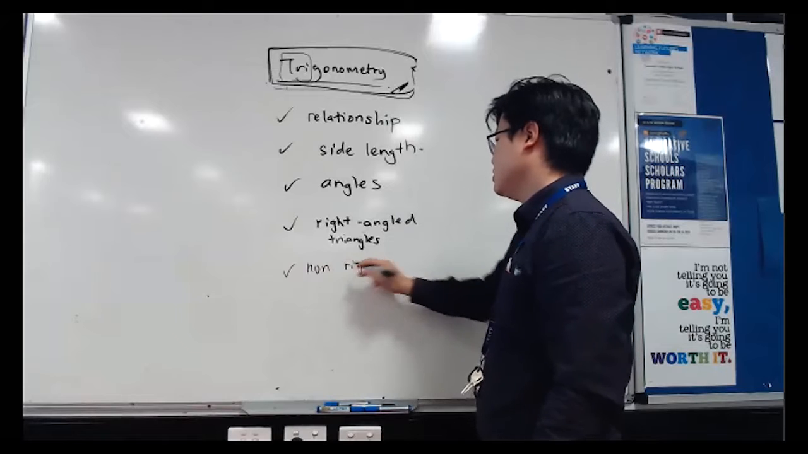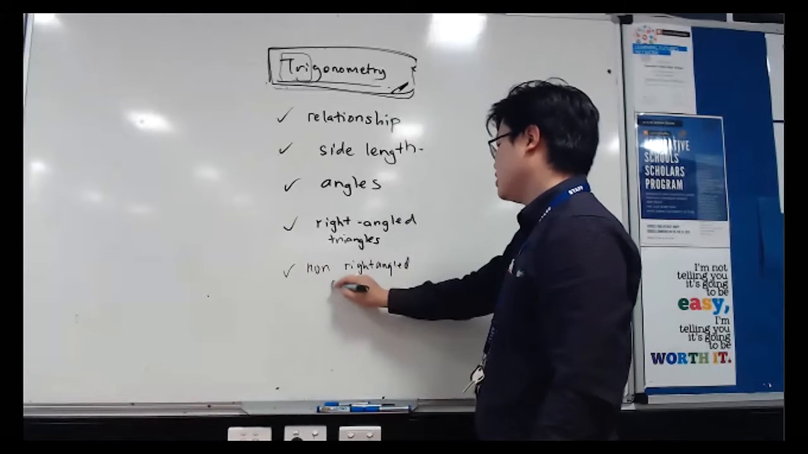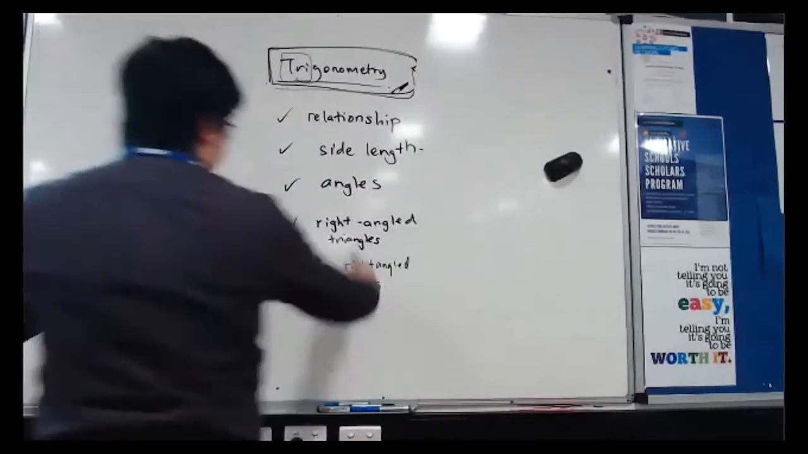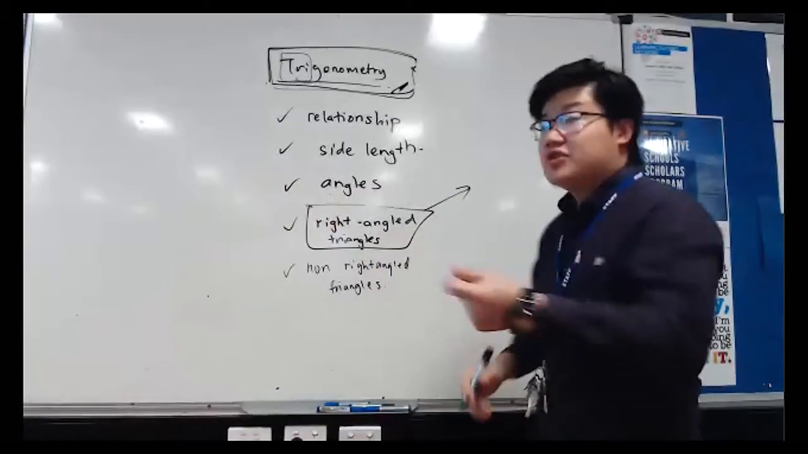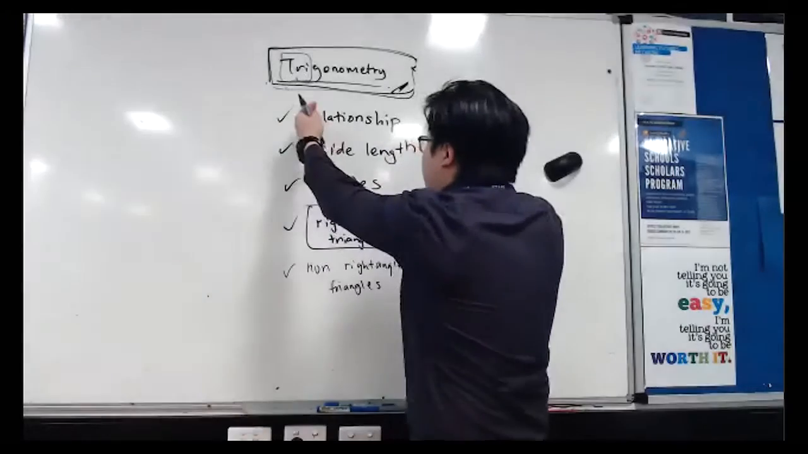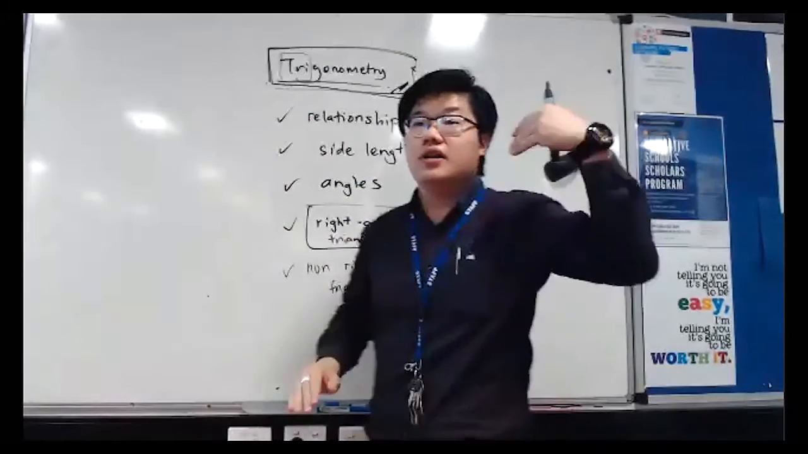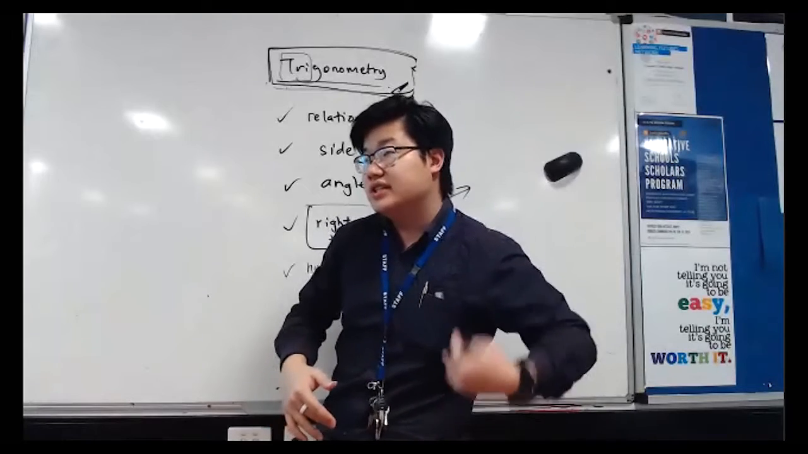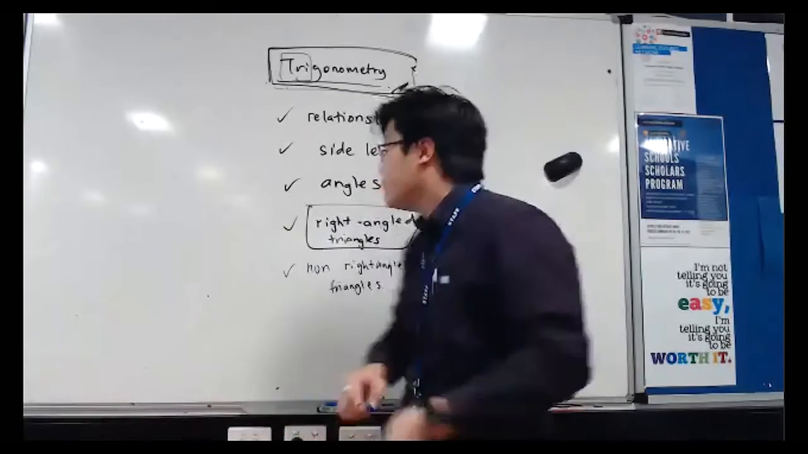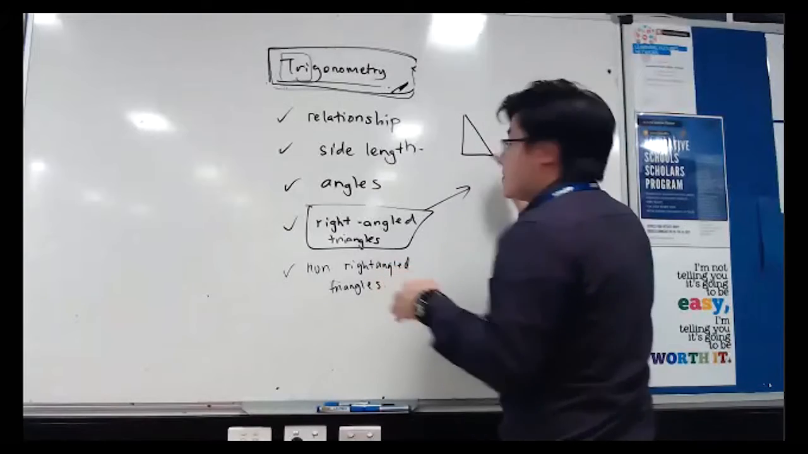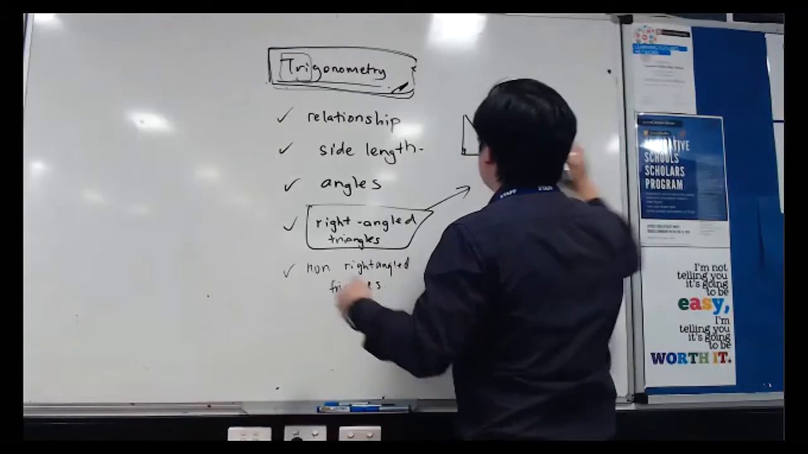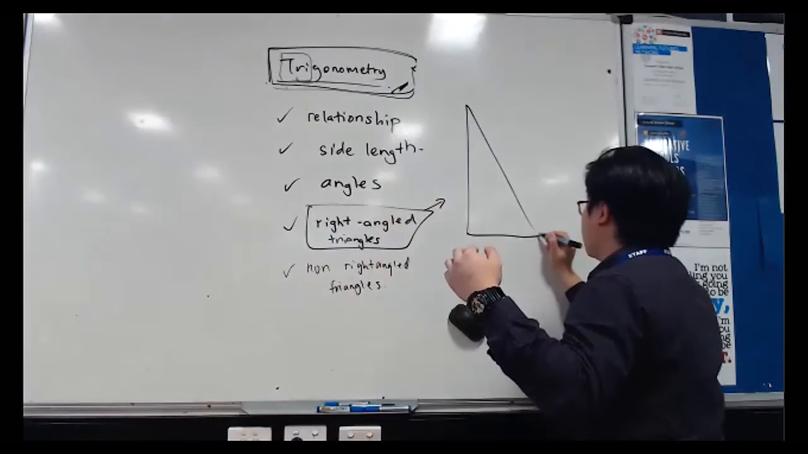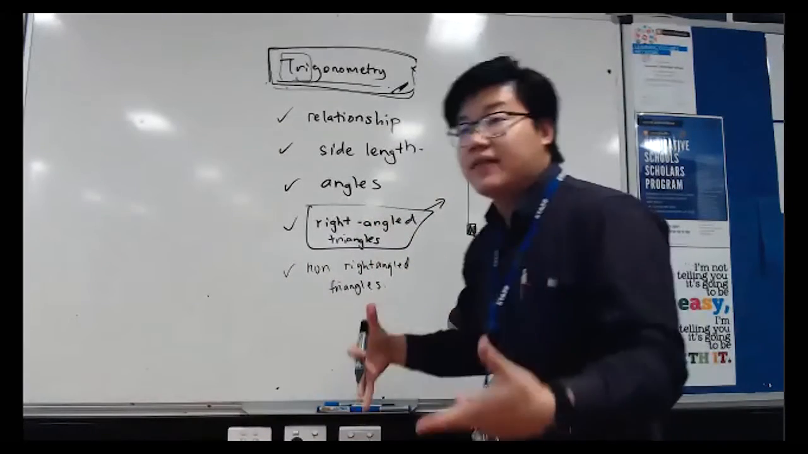Non-right angle triangles. Right, now let's get started with the right angle triangles here. When we talk about trigonometry, really we are talking about the relationship between the side length and its angles. So let's say, for example, that's a right angle triangle. I should draw it bigger, way bigger, like that.